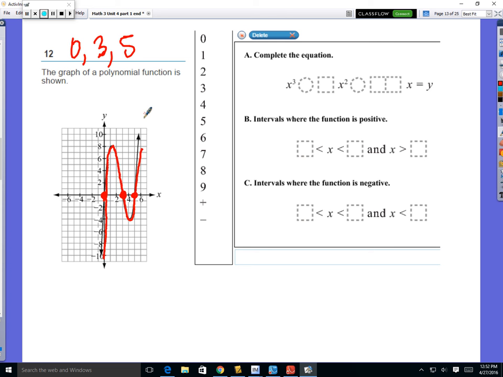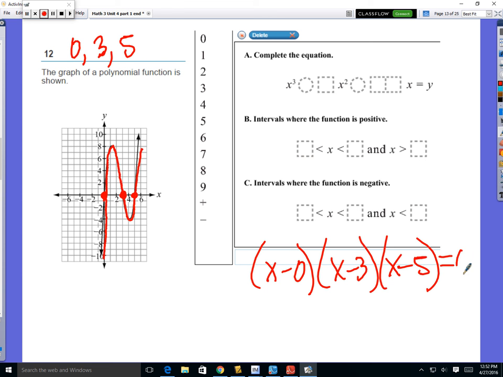If you know the zeros, you can work backwards and write the equation. So here are your zeros. It's going to look like this. X minus 0, x minus 3, x minus 5 equals 0. Because these are what you plug in to make a 0. So if you drop a 5 right in there, 5 minus 5 is 0. 0 times that is 0. So if you know your zeros, work backwards.